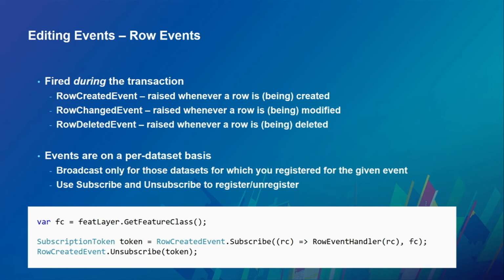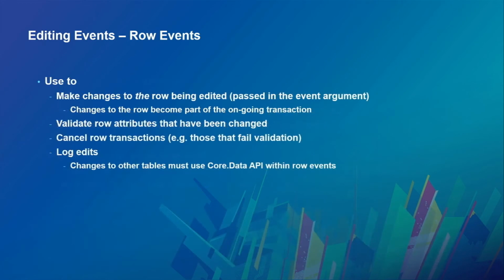With these particular events, you need to subscribe on a per dataset basis. So if you're interested in listening to a row created event on 5 different feature classes, you need to subscribe to that event on all 5 different feature classes. You use these row events to make changes to the row being edited. So you can validate attributes, you can cancel a transaction, you can update that particular row.